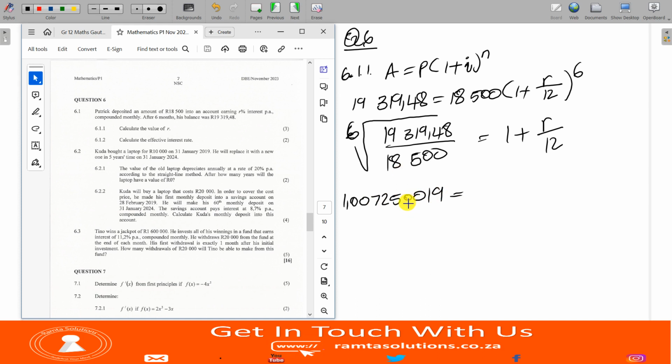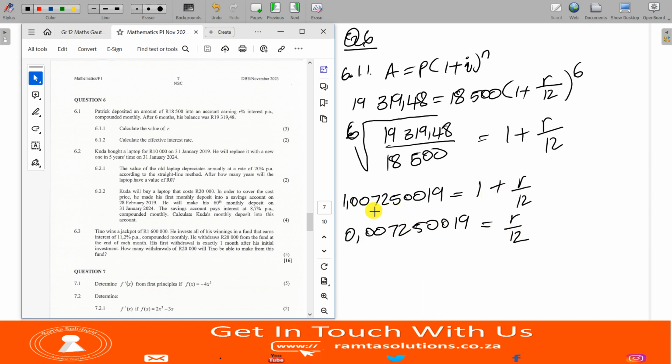Remember, like I said, you're not supposed to round off your answers in the middle of calculations. If you want to round off, because nobody has time to be writing such a long thing, you can perhaps use 4 or 5 decimal places. So it is equal to 1 plus this guy. So now this becomes 0.007250019 equals R over 12.